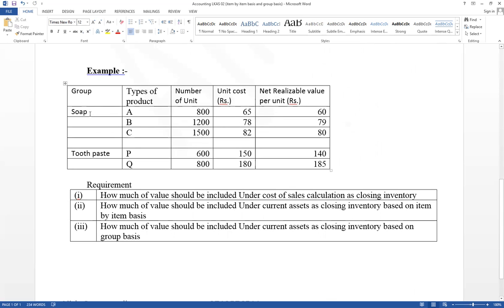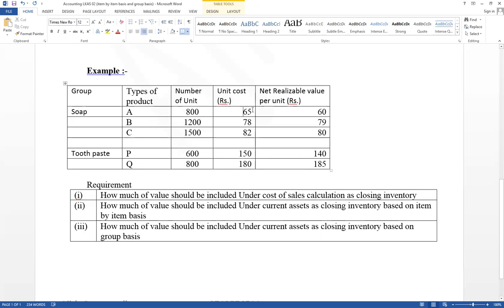It has given groups, soap as well as toothpaste. Think about the type of product. It has given soap A, B, C, like Lifebuoy, Sunlight, like that. Those are the items. And toothpaste also given, P and Q. Those are the items. And it has given the number of quantity also. Those are the quantities available at the store.